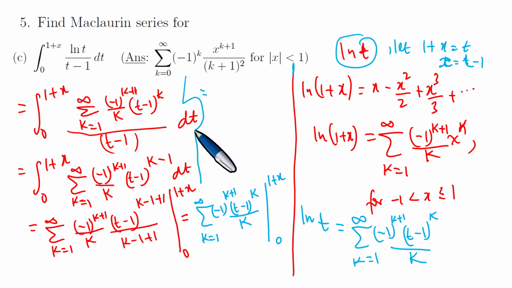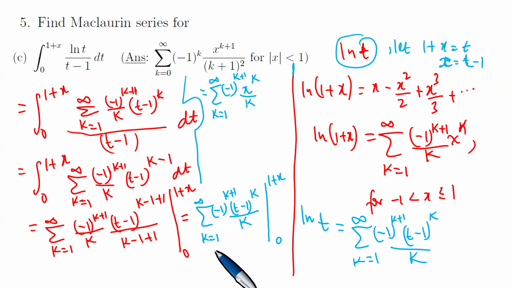What then can you see as the answer to this? Wherever there is t, you put the x minus 1. It's going to become the summation from k equals 1, minus 1 to the k. If you put in the place of t, you put 1 plus x, it's just going to be x. And then you have x to the power k divided by k, like that.